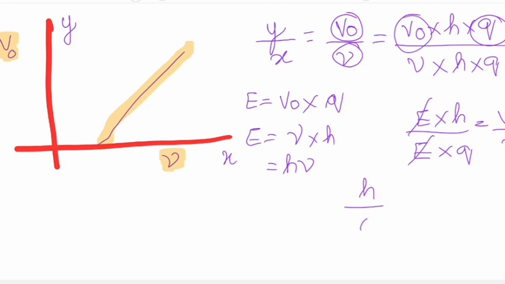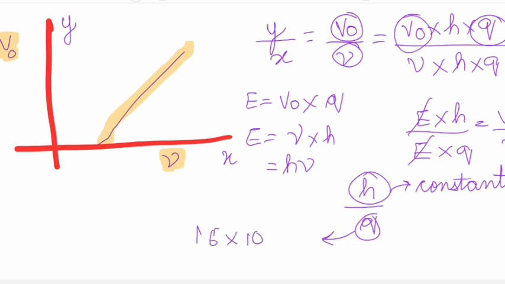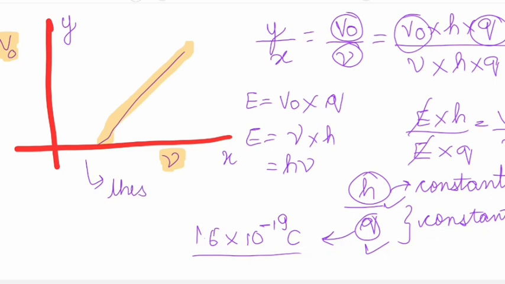Now this h is Planck's constant, which is a constant, and we are talking about electrons. These electrons have a constant charge, that is 1.6 into 10 to the power minus 19 coulomb. So Planck's constant as well as this charge are both constant, and therefore we can say that for various other metals also, this graph is the same.